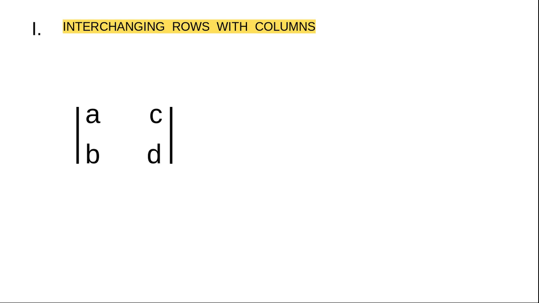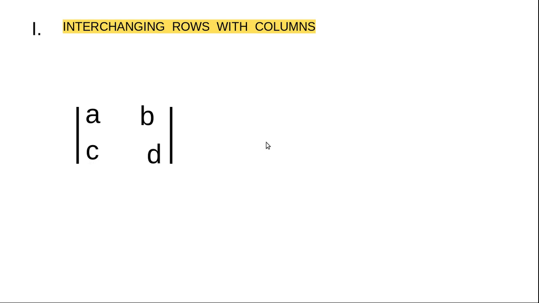Now what do we do? Interchanging rows with columns. That means here the first row is AB, the first column AC goes as the first row. B was here, AB was the first row, it goes as the first column, and AC was the first column, now it is the first row.